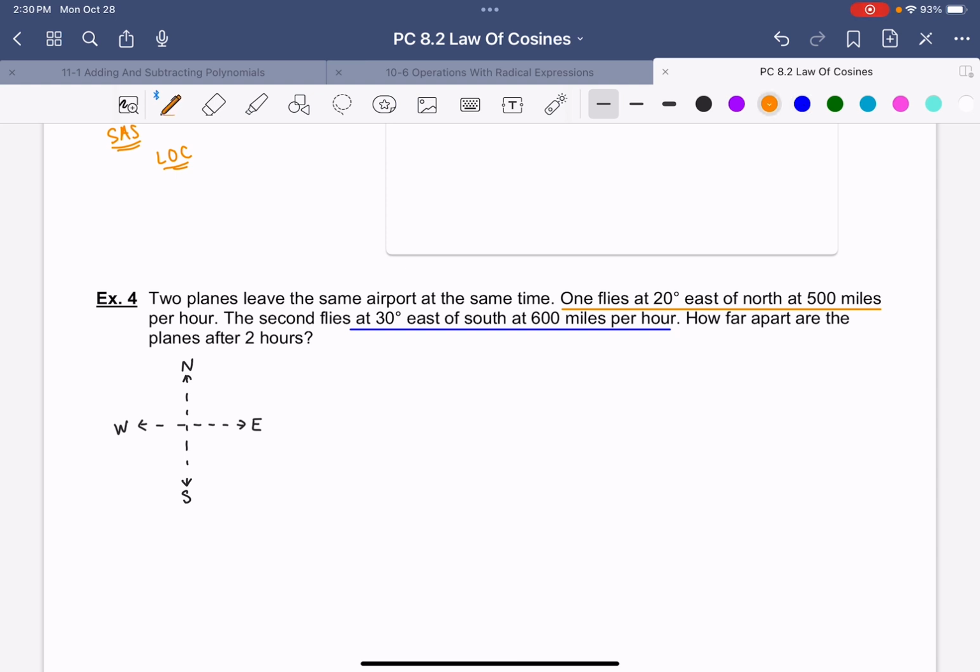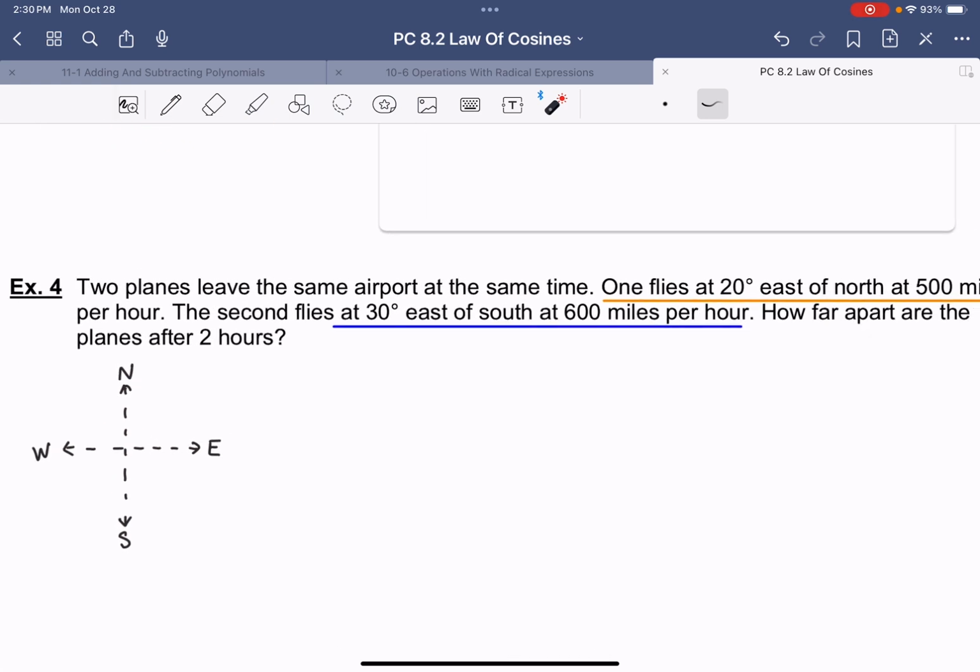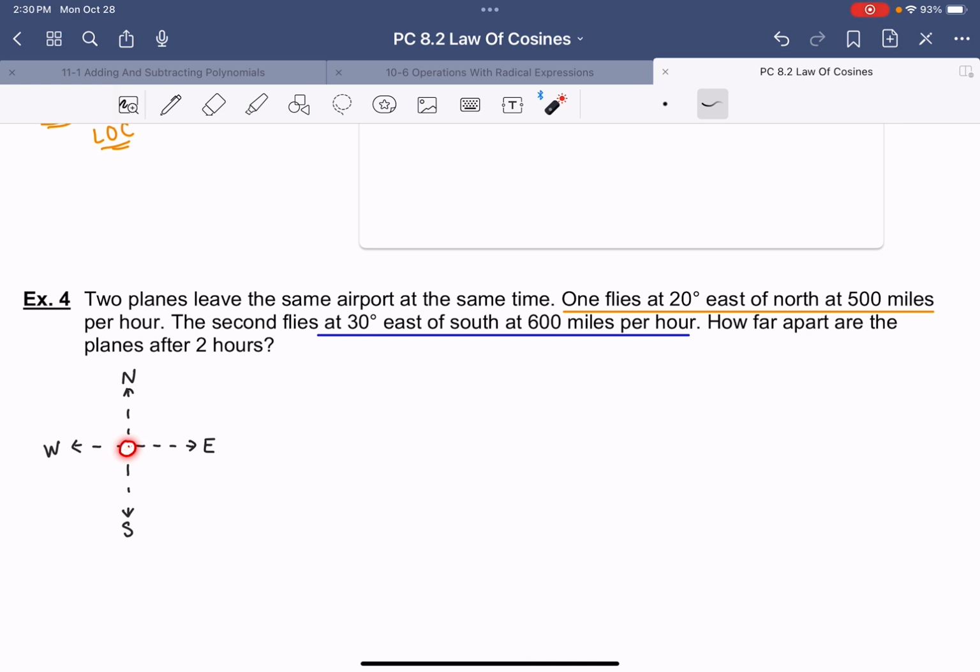So whenever we're talking about direction, it's really helpful to draw your axes, your north, south, east, west, and the planes will be leaving from the same location here. Now, when I describe 20 degrees east of north, imagine the plane going north, and it's just going east 20 degrees, so essentially in this direction, east of north. So northeast at 20 degrees. So we want to label that in this direction, 20 degrees.